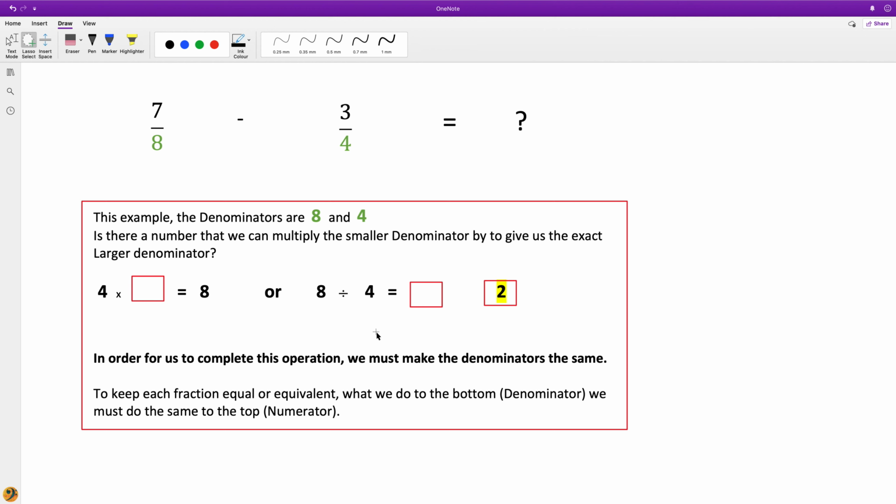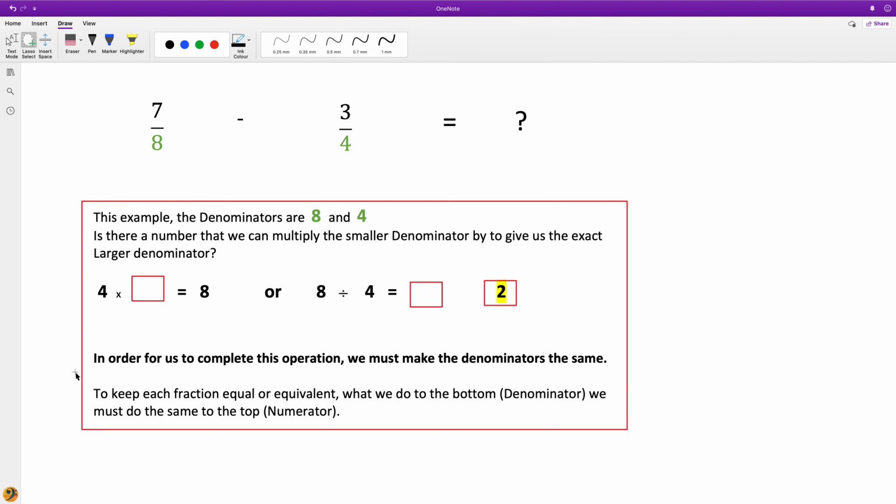So 4 times a whole number gives us 8. Now we can just rearrange this to be 8 divided by 4, and that'll give us our answer, which ends up being 2. So 8 divided by 4 is 2. In this example, the answer is yes, we do have a number that we can multiply 4 by that will turn it into 8, which will give us a common denominator.